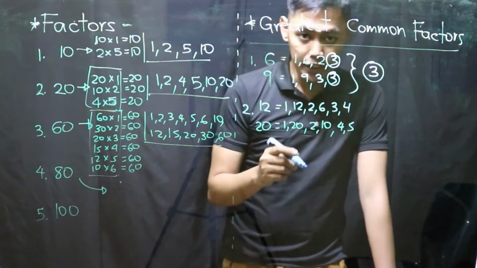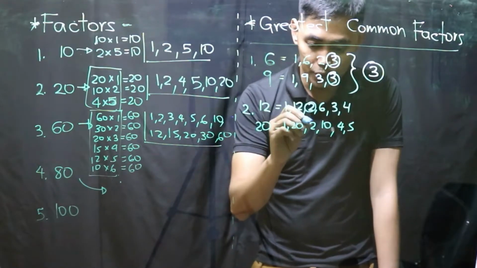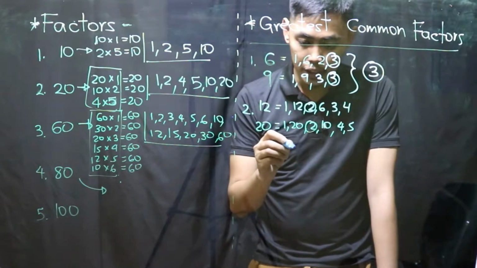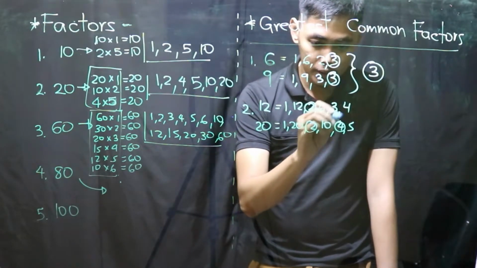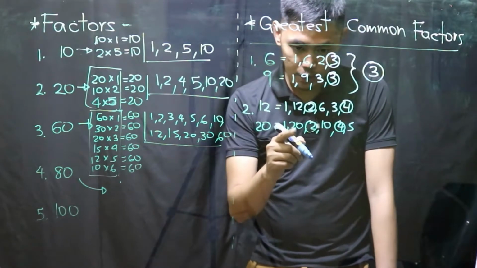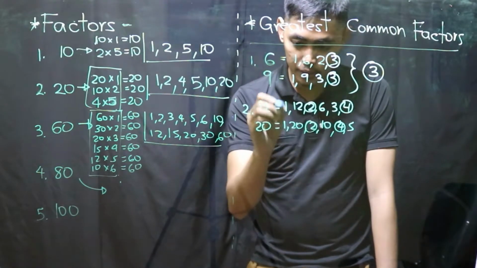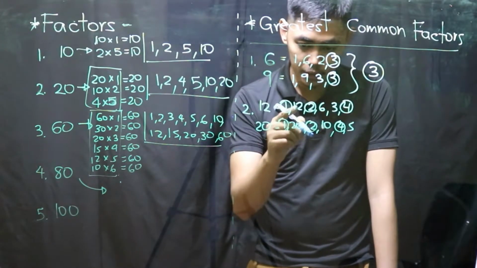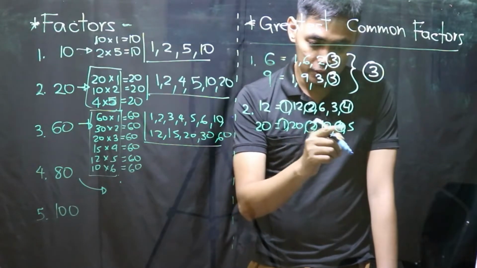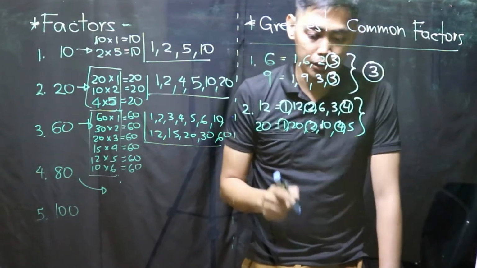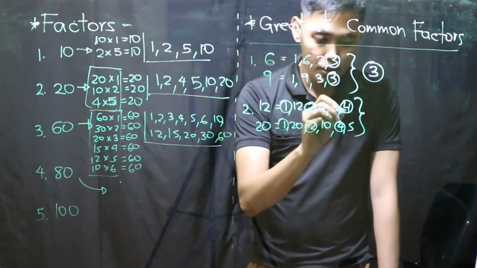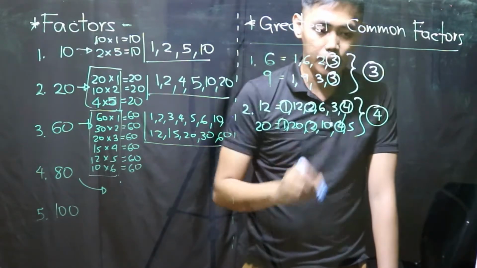If you notice, we have the same numbers, right? We have the same number 2. We have also the same number 4. And let's check, we also have the same number 1. We just need to find the greatest common factor. The greatest here is 4. So the answer here is 4.